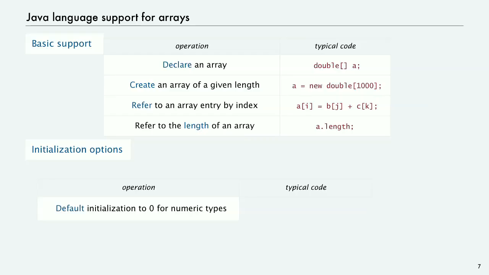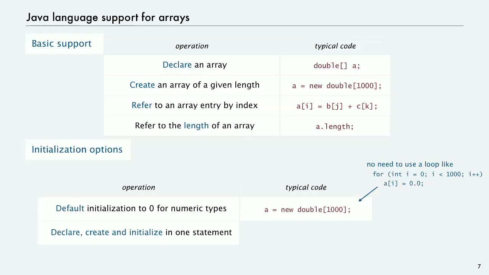One of the important features of Java to remember is that it'll default initialize array elements to 0 for numeric types like double or int or short or long. So if you say a equals new double[1000], you get a brand new array of doubles all initialized to 0.0. So you don't have to write code with a for loop assigning each array value the value 0.0. In many languages, you need to write code like that.